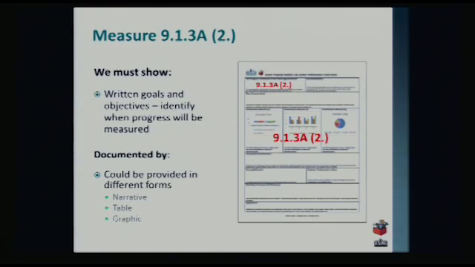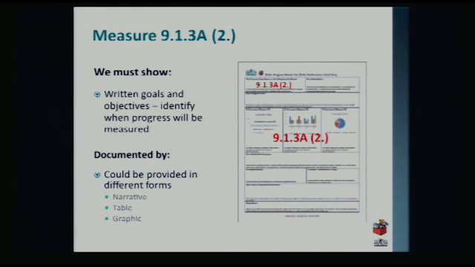So let's look at this. Let's look at the story report. The first thing that we have to show for FAB is that we've got our written goals and our written objectives. And the objective has to indicate when we're going to be doing the measuring. So time frame, time bound, right? So those are the SMART objectives that we just learned how to do.